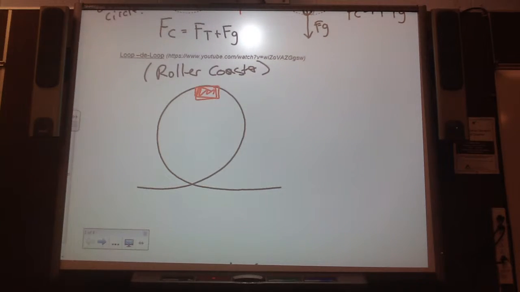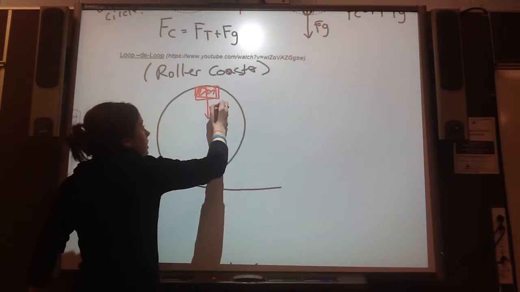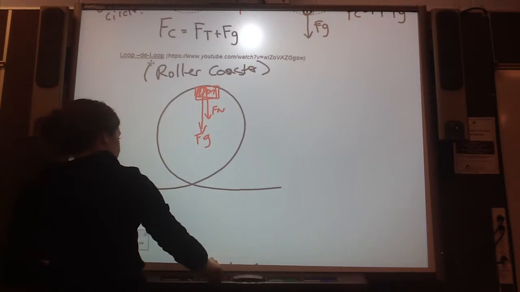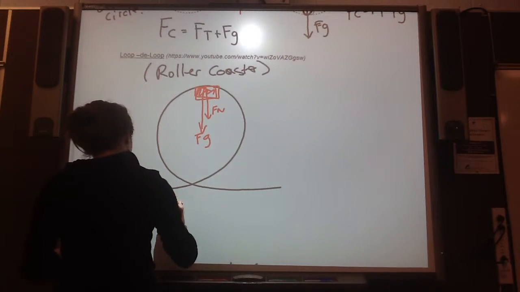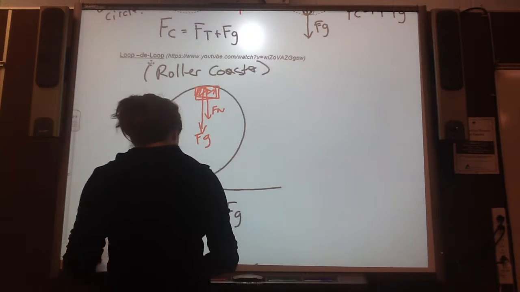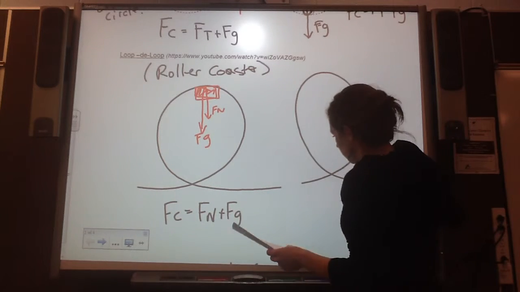I have both Fn and Fg going down. So Fn and Fg are both going down because Fn is perpendicular to the surface that it's on. So this is Fn, and we have Fg. So for examples like this, the formula is Fc is equal to Fn plus Fg, just like before.